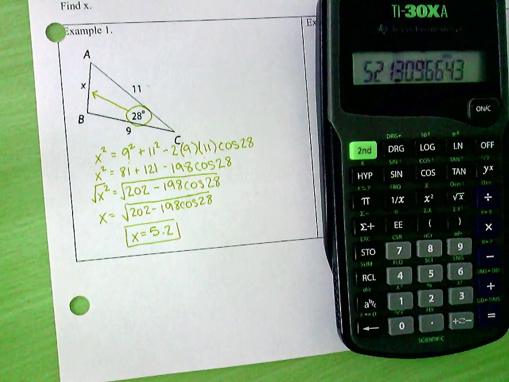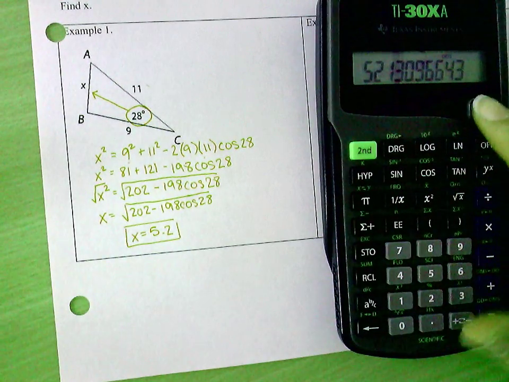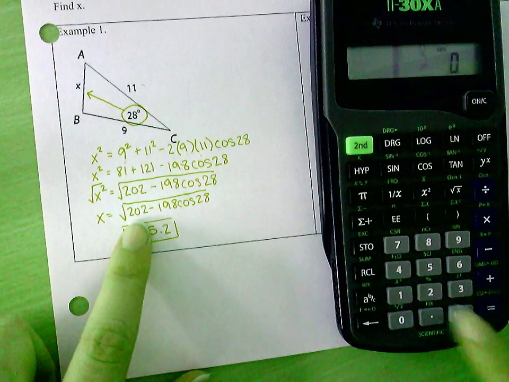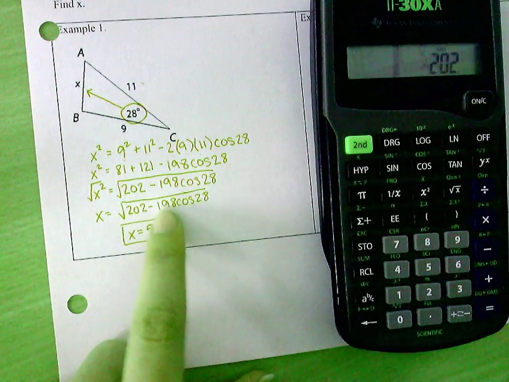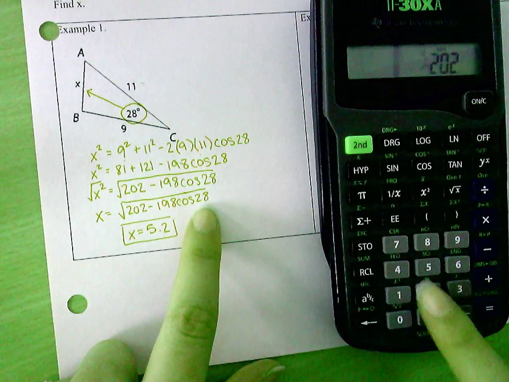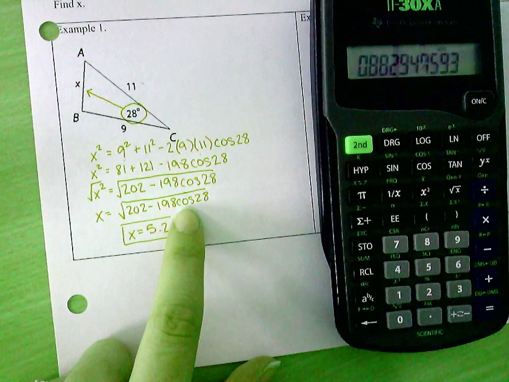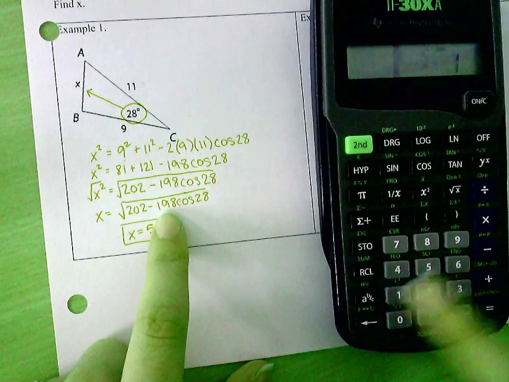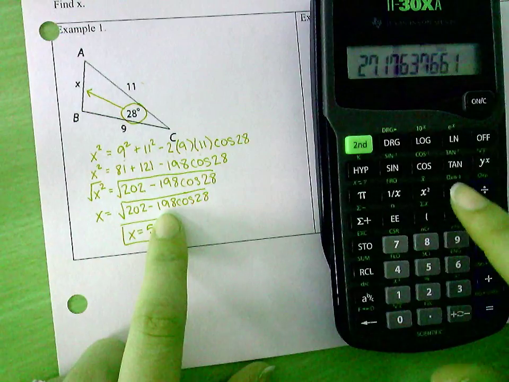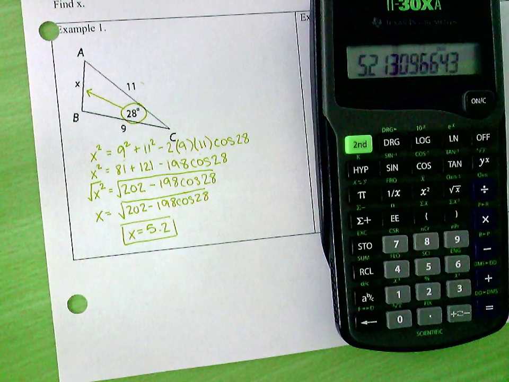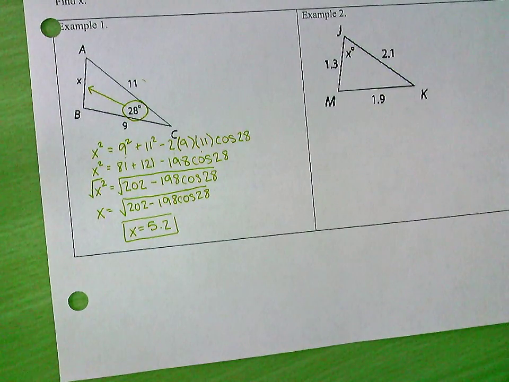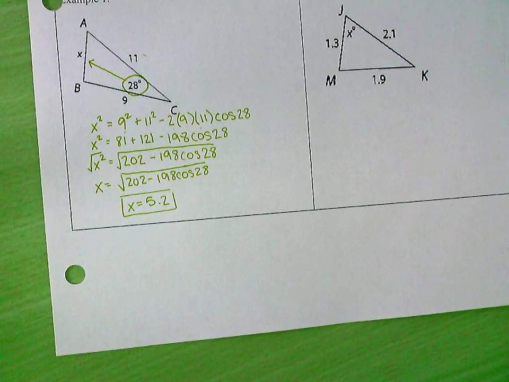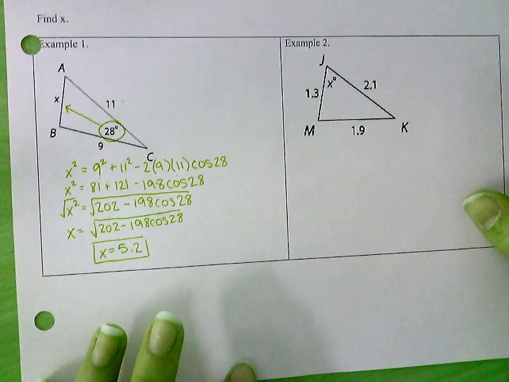Okay, so if you need to write out the steps on your paper, you can write out the steps. I can show you again. So you're going to still start with 202. You're going to subtract, okay, and then this whole thing, we always have to start with our angle with this calculator. So 28 cosine to get the decimal, multiply by what's in front of it, press equals, and then we can take the square root of that number. Okay? But again, write down this step right there. Questions on example 1?